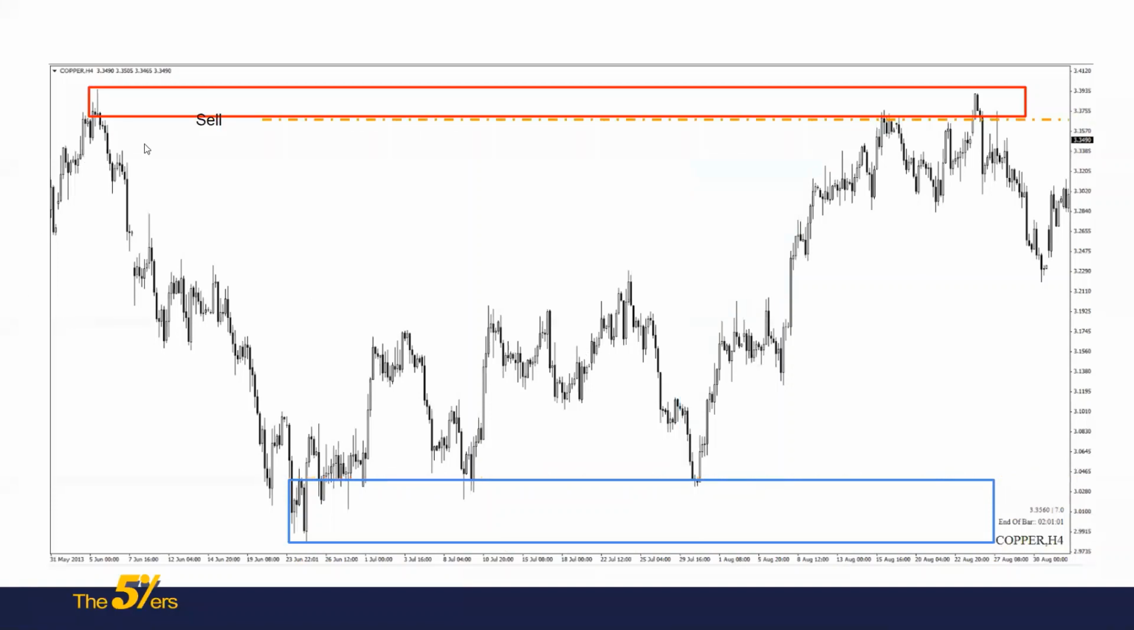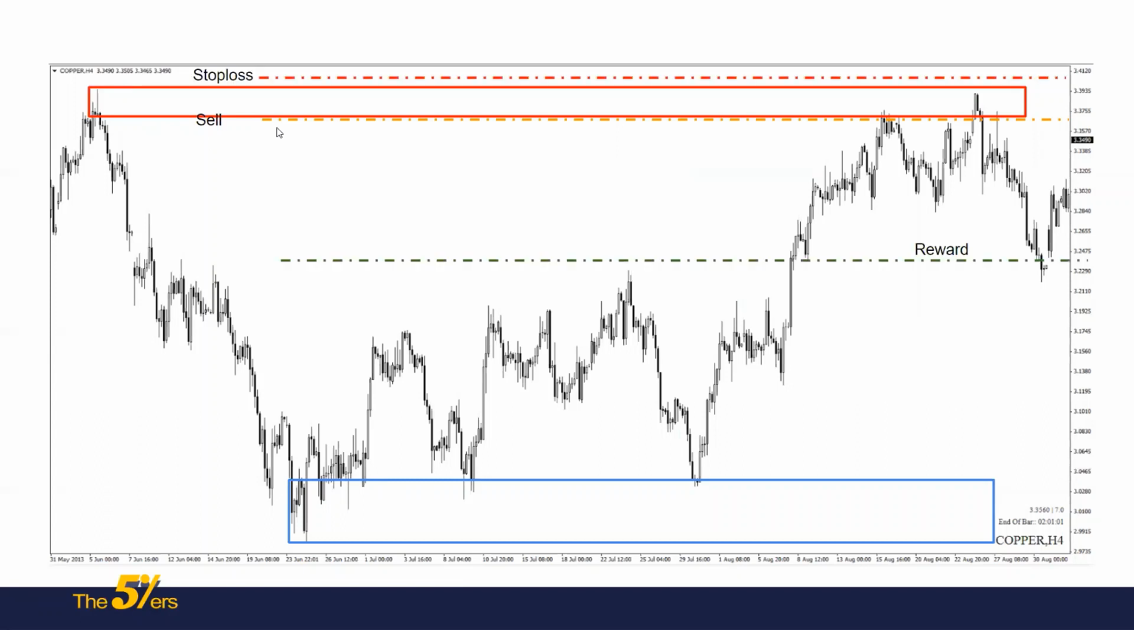For the sell order, we have a decision for price to go lower, so that would be a sell. Okay, the entry will be at the decision level. The stop loss will be just above the swing high. That will be the whole zone, and the whole zone will be the risk unit. Okay, and that is one risk unit.